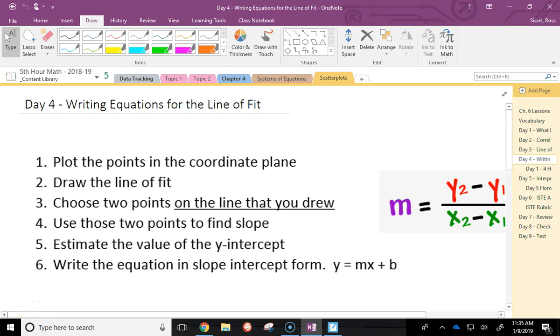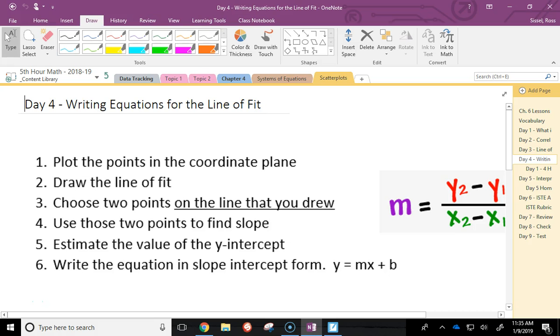Alright, so for today, what we are going to do is continually build off every day's work. Yesterday, we wrote the line of fit. We just put that line in between all the points. Today, we're going to learn how we take that line that we made and how we write an equation off of it. And it's very, very simple.